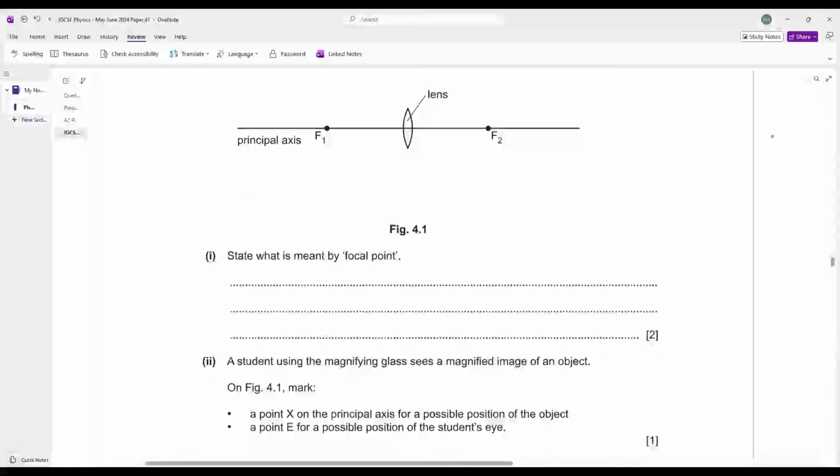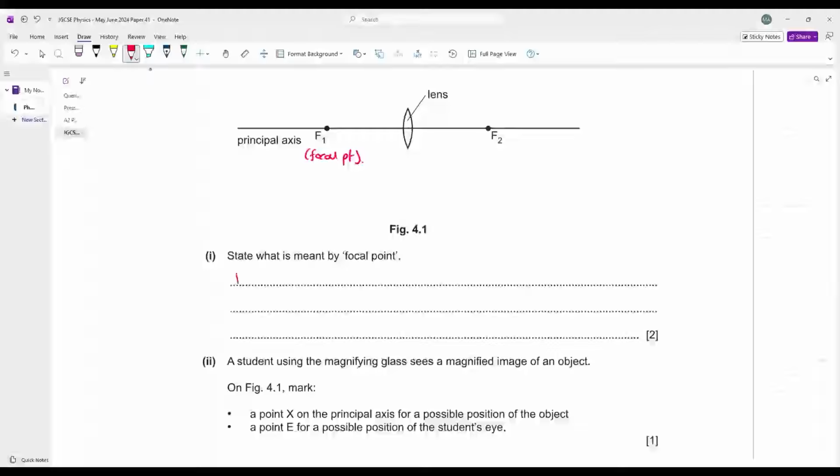State what is meant by the focal point. अच्छा, इस focal point का मतलब क्या है? What is meant by this focal point? बेटा focal point का क्या मतलब होता है? Rays parallel to the principal axis after hitting the lens pass through the focal point. बेटा कोई भी ray parallel to the principal axis after hitting the lens passes through the focal point. So you can write it here.